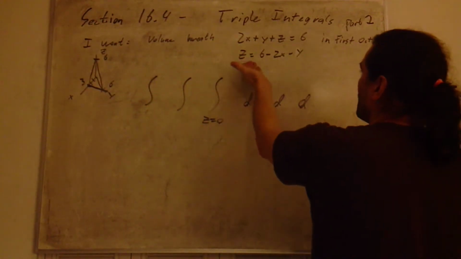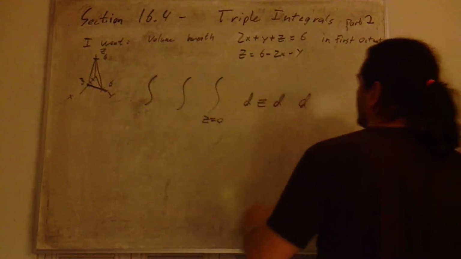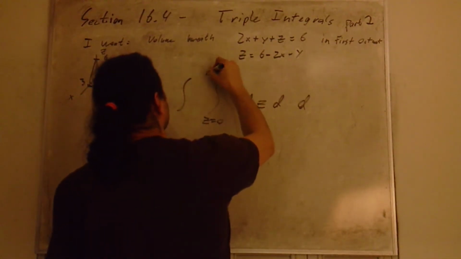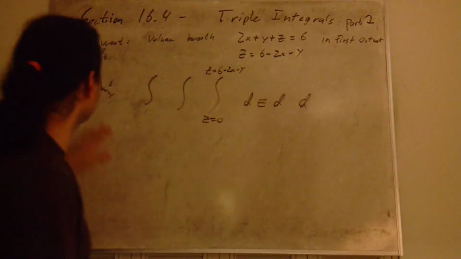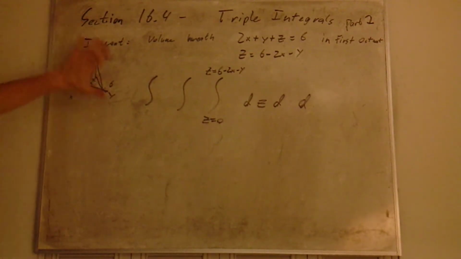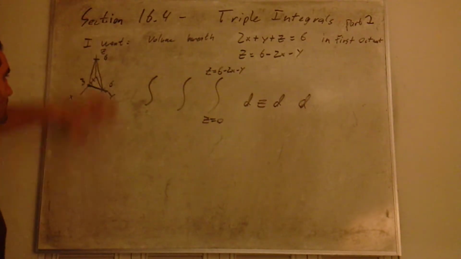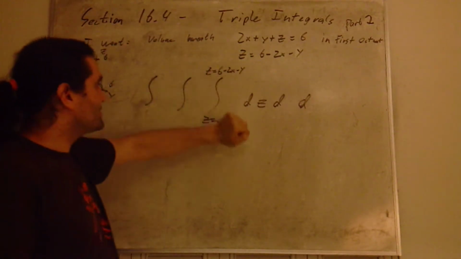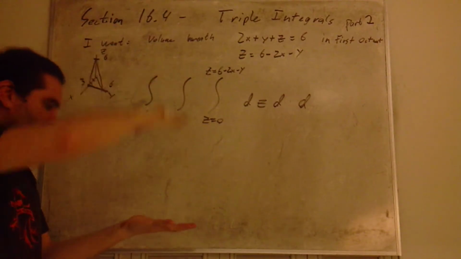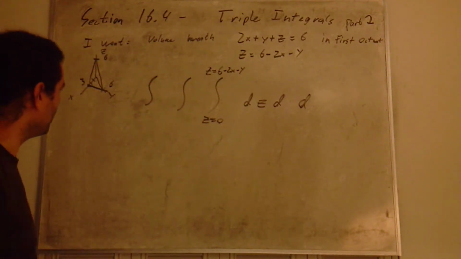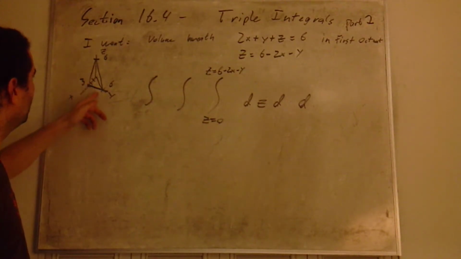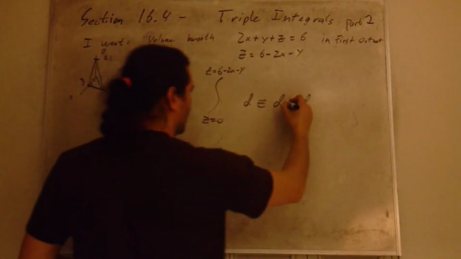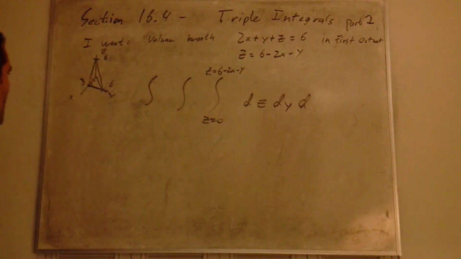Fortunately, we already know the equation of the plane solved for z. This is z equals 6 minus 2x minus y. This is the plane, that is the upper bound of all our z values. And once we finish this integral, the z-axis collapses and now we're just on the xy plane. We can do y next. Integrating with respect to y is fine.